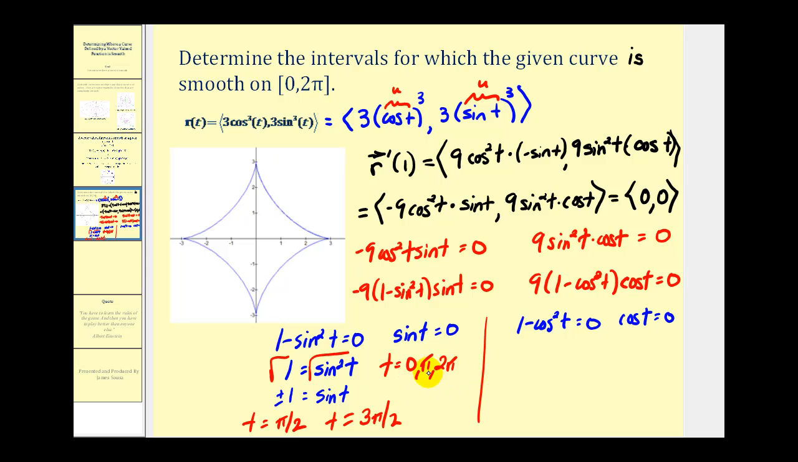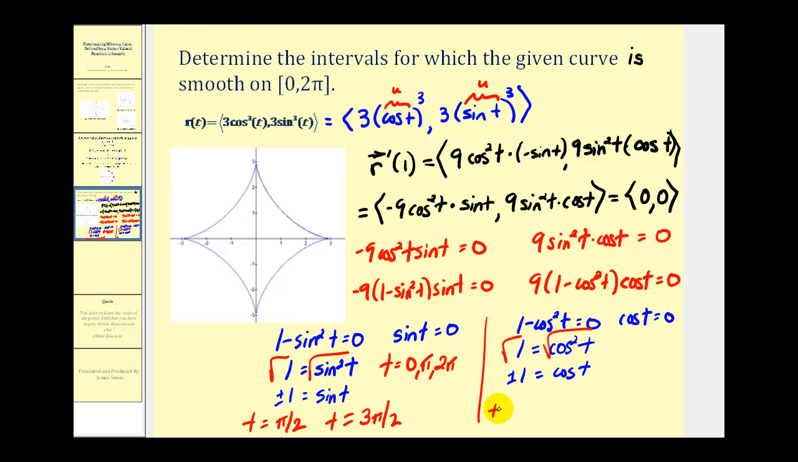Now this isn't enough information to determine where these nodes or cusps occur, because these equations here and these equations here must be 0 for the same values of t. So let's go ahead and solve these equations. Let's add cosine squared t to both sides. So we have 1 equals cosine squared t. Again, we're going to square root both sides of the equation. So we want to know when plus or minus 1 is equal to cosine t.